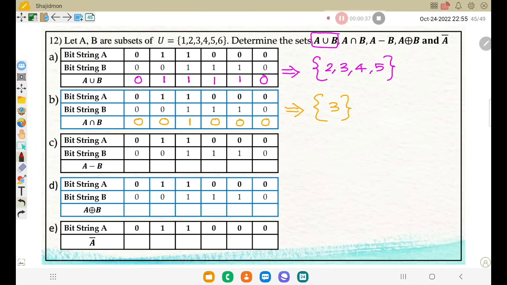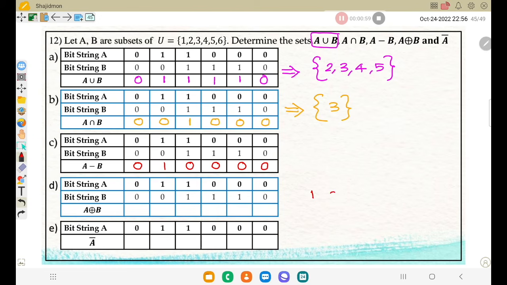A minus B. For example, 0 minus 0 is 0. 1 minus 0 is 1. 1 minus 1 is 0. 0 minus 1 is 0. 0 minus 1 is 0. 0 minus 0 is 0. Correct? So there is only one number in A minus B. So we can write what that number is.